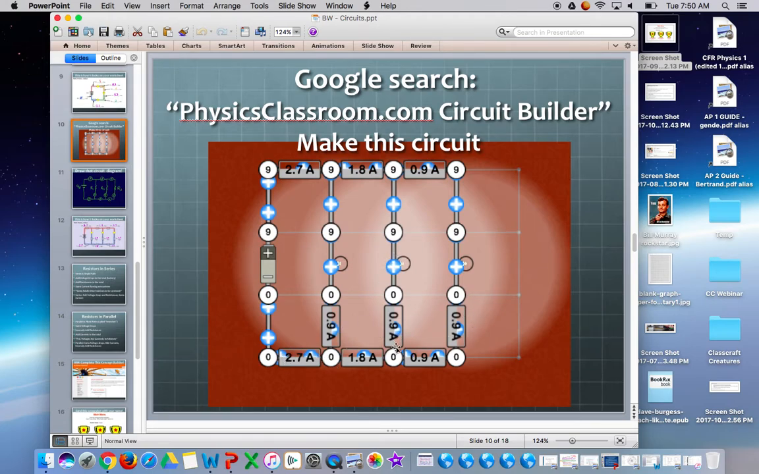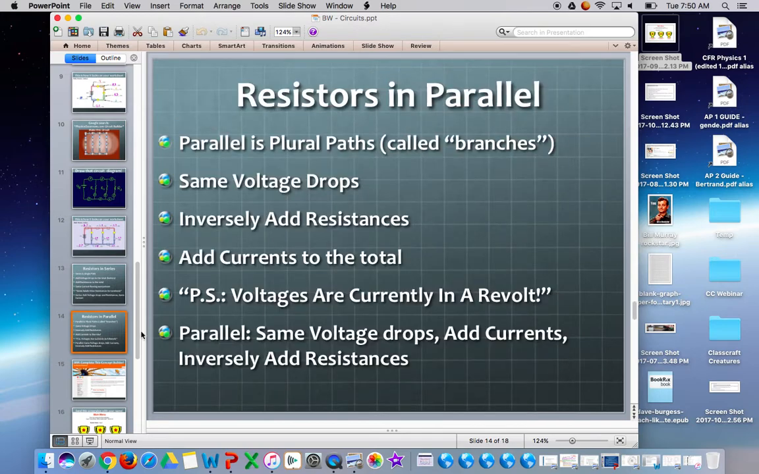Where these 0.9s are coming back together, right here in this middle part, you're getting 0.9 amps flowing back together with this 0.9 that flows back together, you get the 1.8. And once the 1.8 flows together with this 0.9 that took the inner path, you get your 2.7 again. So there's how the currents are going to add together to the total in parallel.